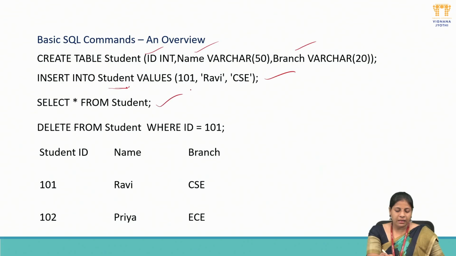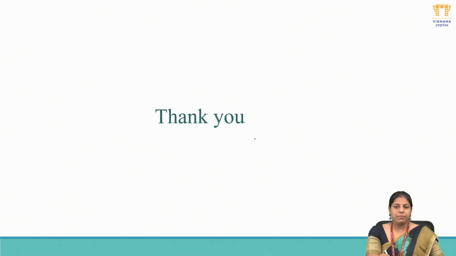This command is used to retrieve the data from the database. The star indicates we are retrieving all the records from the student table. This command is used to delete a particular record from the student table. This is the sample table. In the next lecture we will discuss the remaining topics. Thank you.